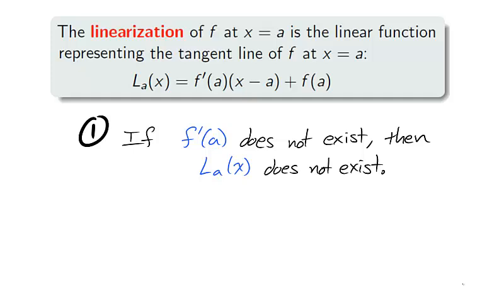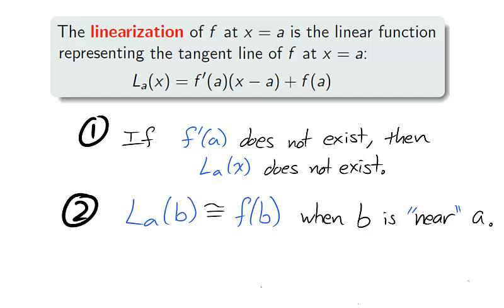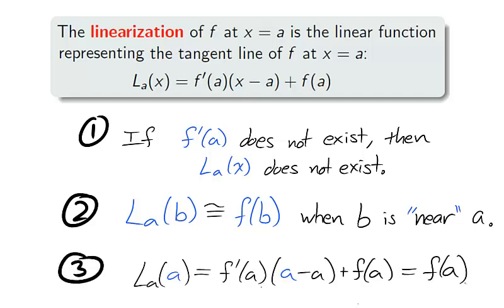A few things to note. If a function is not differentiable at a, that is f'(a) does not exist, then the linearization L sub a doesn't exist, as its slope is not defined. As we witnessed earlier by zooming into a graph, the closer a value b is to a, the nearer L sub a of b is to f of b. This is why this section is called linear approximation. L sub a is a line which approximates our function when values are close to a. In fact, if x is equal to a, then the linear approximation and the actual value coincide.